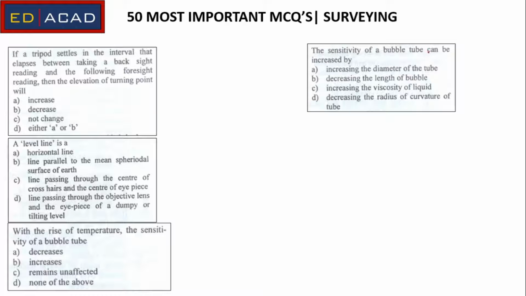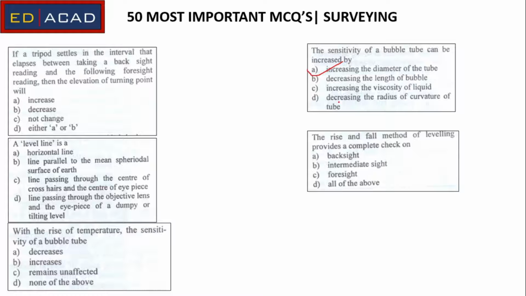The sensitivity of a bubble tube can be increased by increasing the diameter of the tube, decreasing the length of the bubble, increasing the viscosity of the liquid, decreasing the radius of curvature of the tube. So the correct answer just now we discussed with this question would be increasing the diameter of the tube or the radius of curvature. Decreasing the length of the bubble, no, we need to increase the length of the bubble to increase the sensitivity. Increasing the viscosity of the liquid, no, we need to decrease the viscosity. Decreasing the radius of curvature of the tube, no, we need to increase it, right?